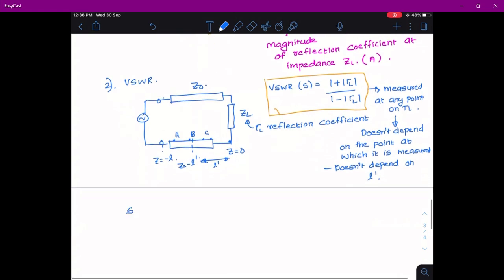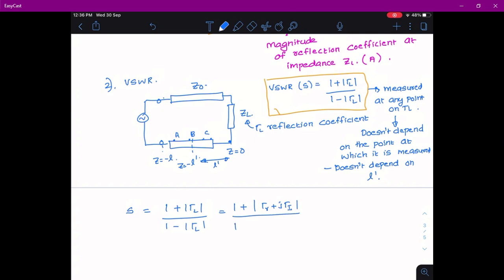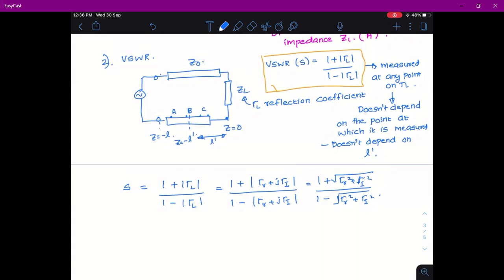Also, if you look, S is equal to 1 plus magnitude of tau L by 1 minus magnitude of tau L. So tau L I can write as 1 plus magnitude of tau R plus j tau I by 1 minus magnitude of tau R plus j tau I. This can be expanded as 1 plus root over tau R square plus tau I square by 1 minus root over tau R square plus tau I square. If you cross multiply and everything, you will find that this is similar to a circle.